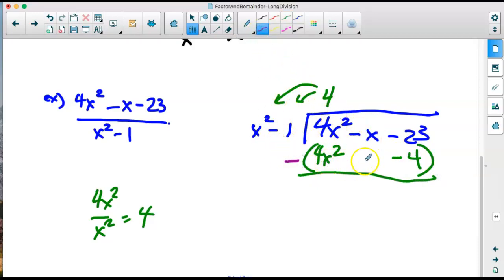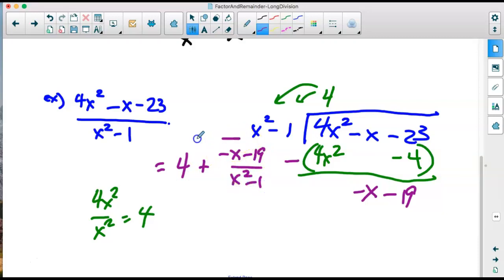This goes away. This has a 0 here, there's nothing here, so it's going to be minus x. And then this changes to positive, so that's going to be negative 19, actually. Now x squared doesn't go into x, this power is less, so that's our remainder. So this stops right here. This is going to be equal to 4 plus negative x minus 19 over x squared minus 1. That will be our answer in that division.